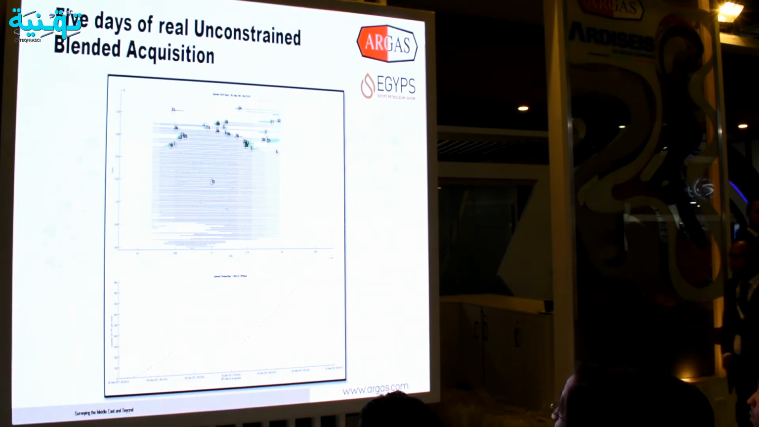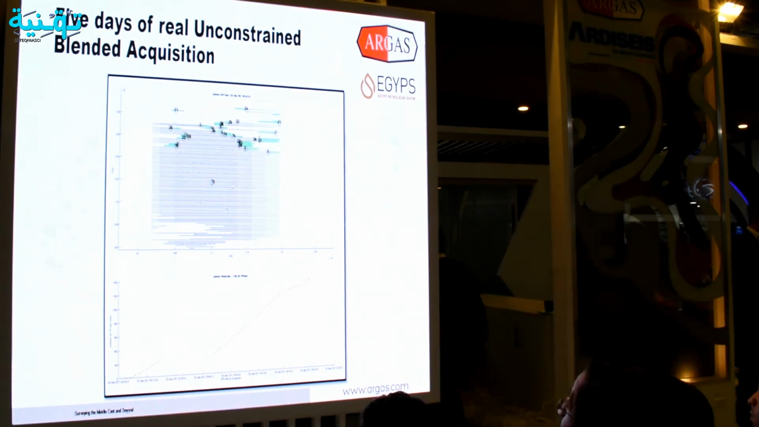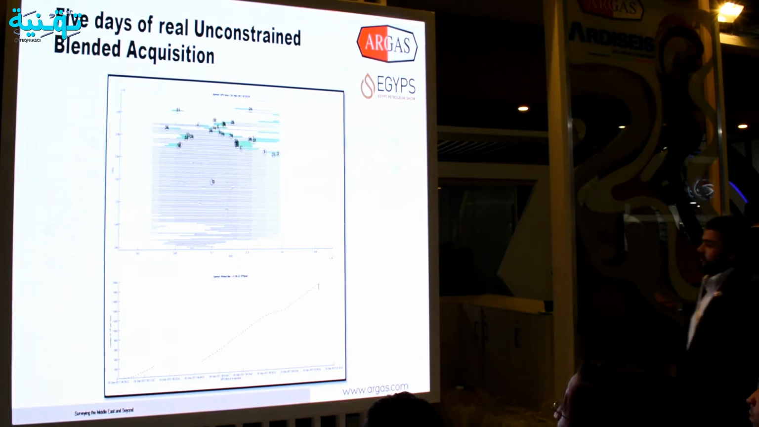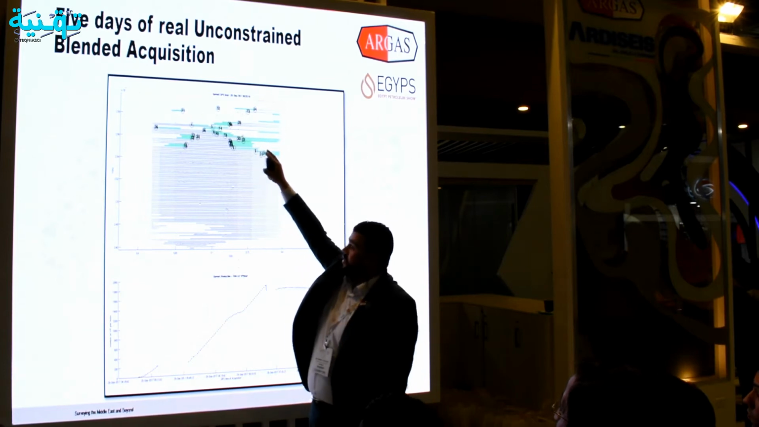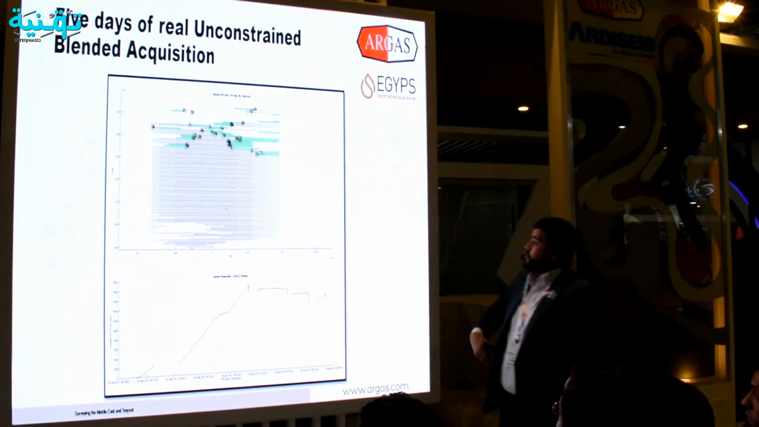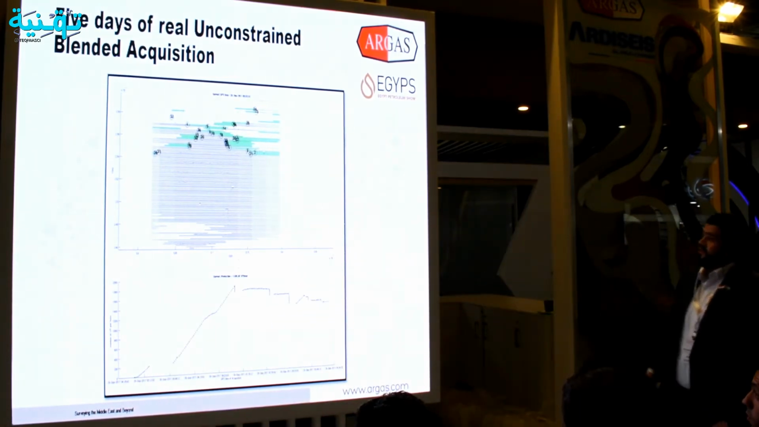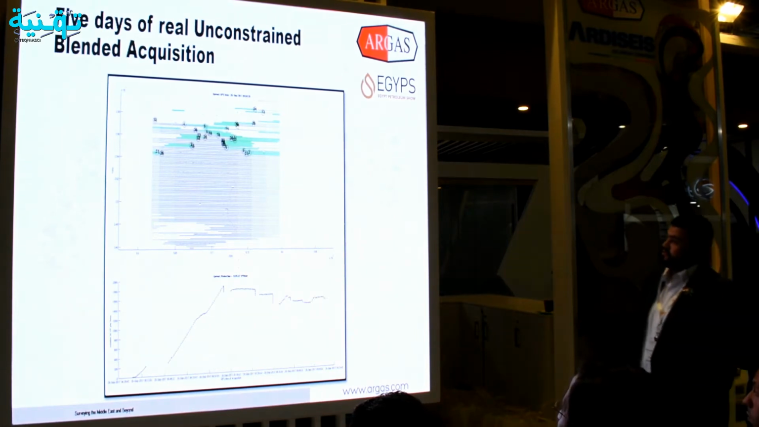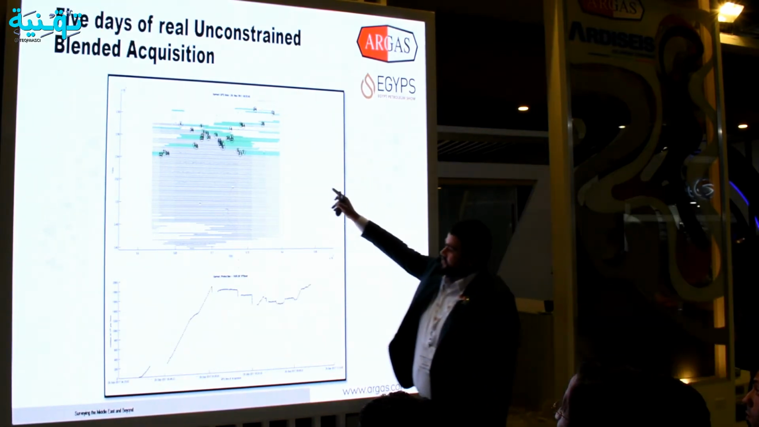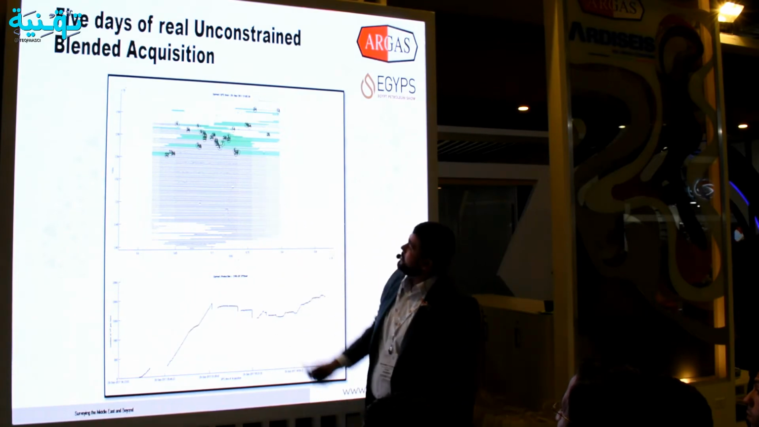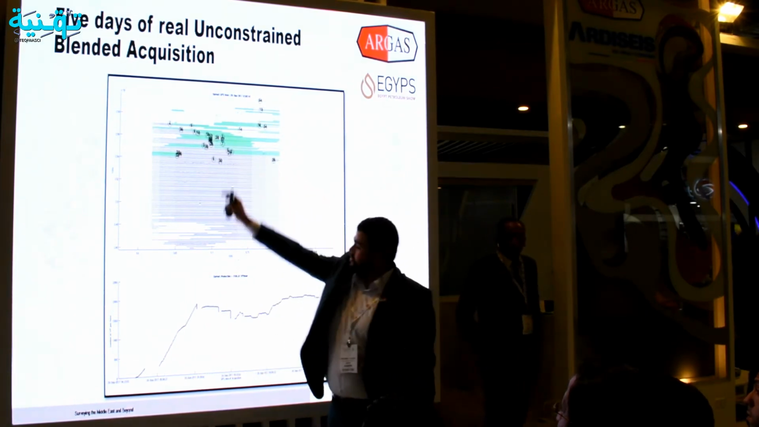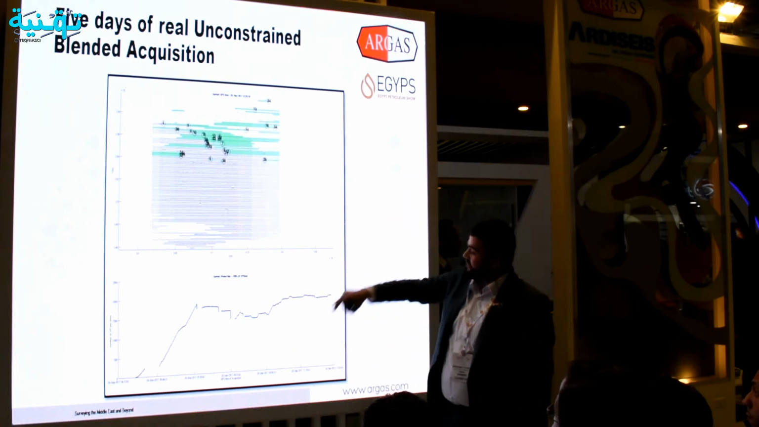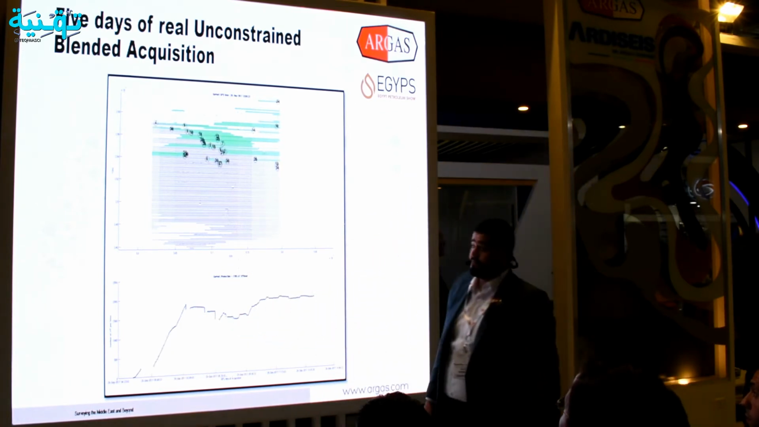This is 5 days of real unconstrained blended acquisition. You can see from this movie, all these circles are the vibrators, and they are shooting everywhere at different times and different positions. Each one of them is on source lines, and the green lines are the acquired VPs within 5 days of real production.